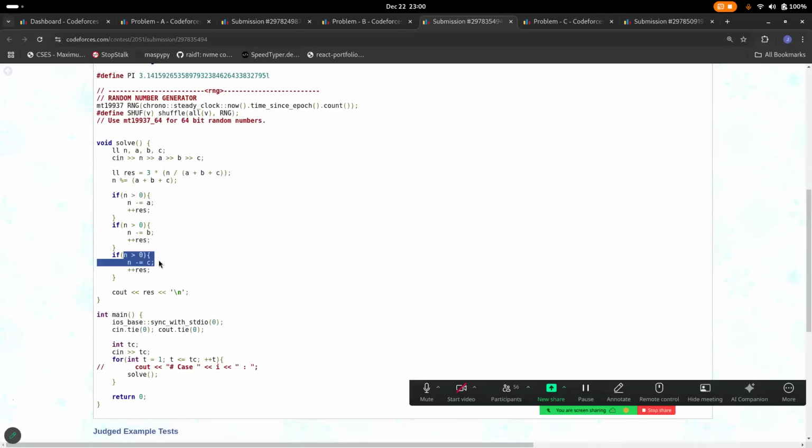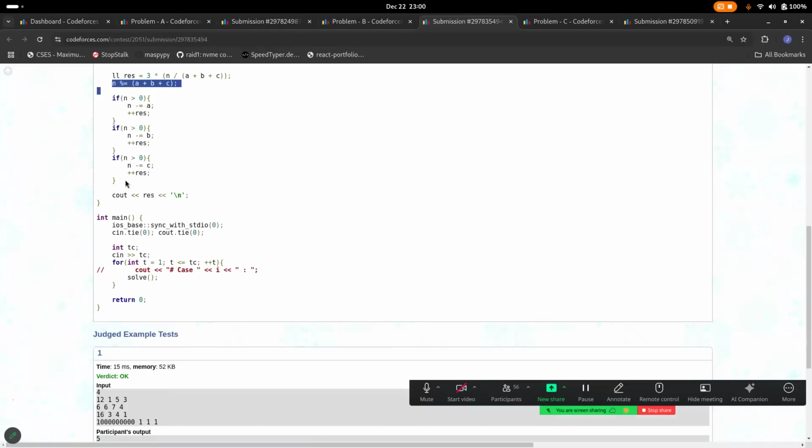If n is still greater than 0, then you walk the final C day and increment the result. Now, after all these three steps, n still cannot be greater than 0, because if all these three if statements trigger, then you have walked A plus B plus C kilometers, and n modulo A plus B plus C is strictly less than A plus B plus C. So after all these three, n is bound to be equal to or less than 0. And finally, we just output our result, that is the number of days we have walked.